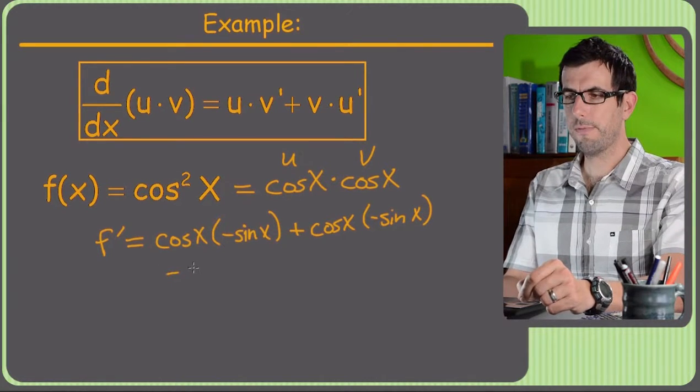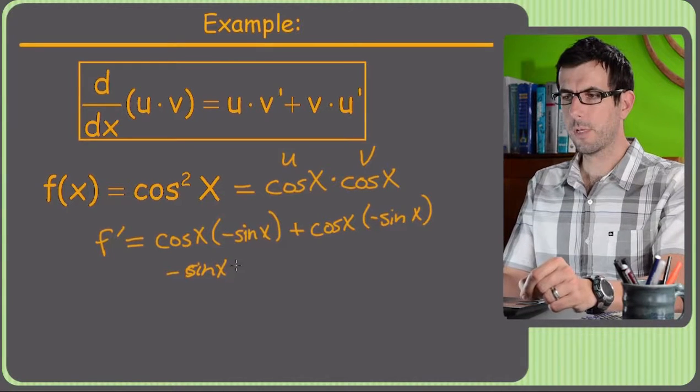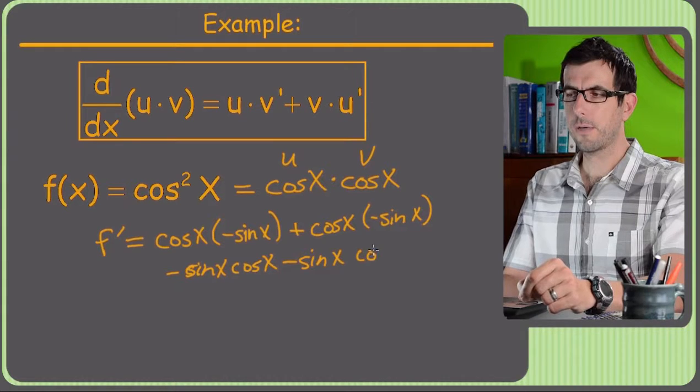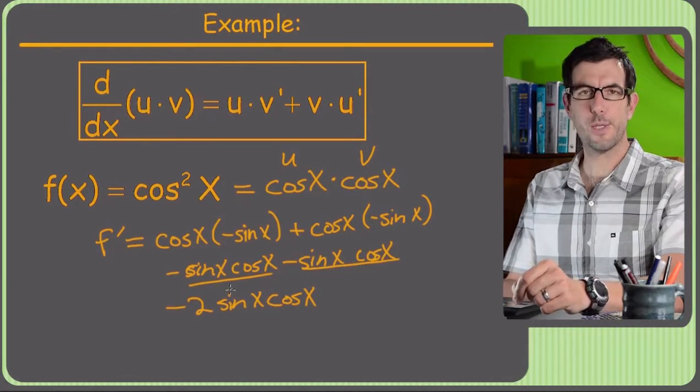All right, so we got negative sine x cosine x minus sine x cosine x, which gives us a total. Look at that. These are actually identical terms. So we get negative 2 sine x cosine x. And oh my gosh, do you see what I see?